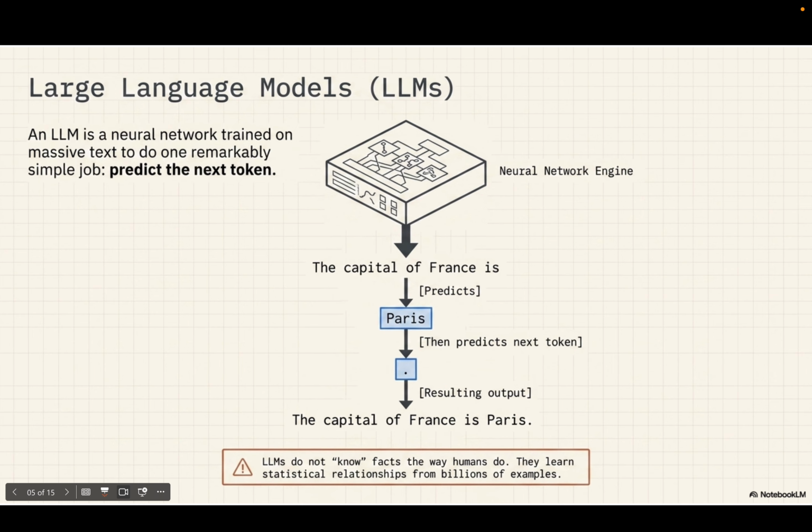It's more than that. So an LLM is basically a neural network trained on massive text to do one remarkably simple job: predict the next token. So AI does not understand language as humans do. For them, a word has no significance. They do not know facts. They learn from statistical relationships across billions of examples. So I give them a large amount of data, that is a large language model.